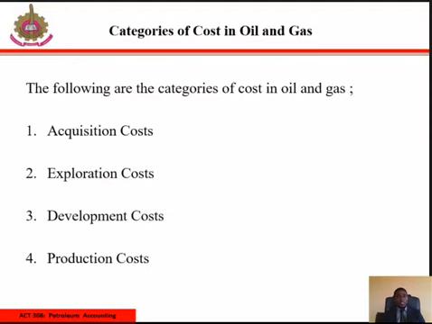Now, the categories of cost in oil and gas. We have about 4 categories of cost in oil and gas. We have acquisition cost, exploration cost, development cost, and production cost. Regardless of the method it chooses to follow, an oil and gas company engaged in the exploration, development and production of new oil or natural gas reserves will incur costs that are identified as belonging to one of 4 categories.